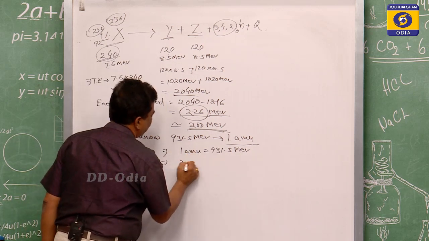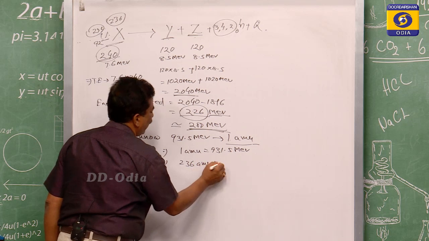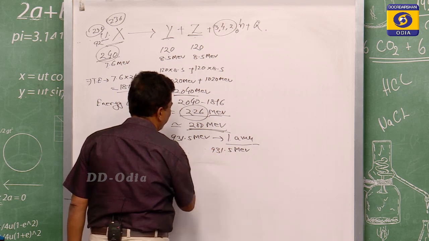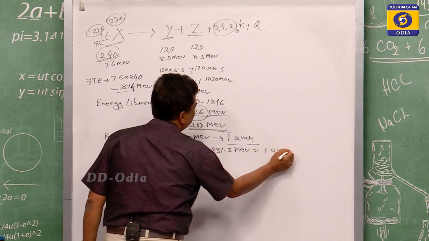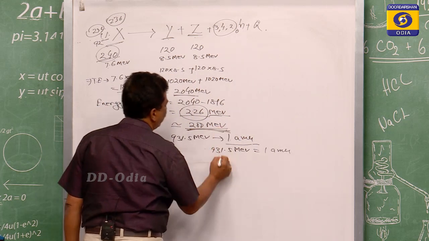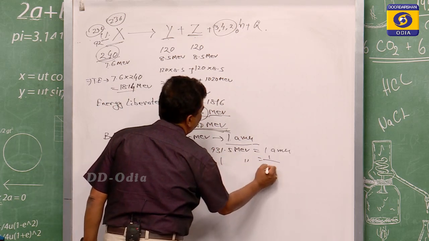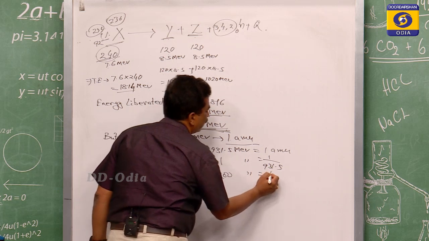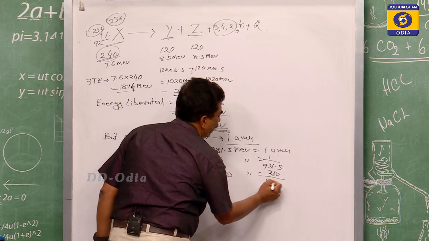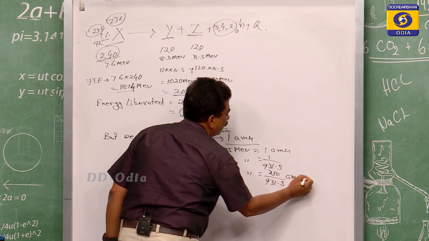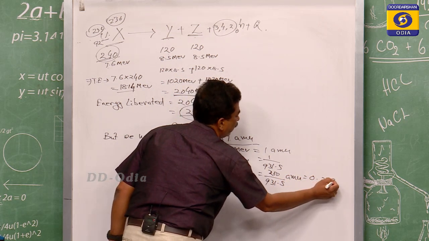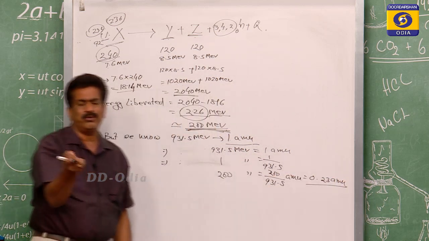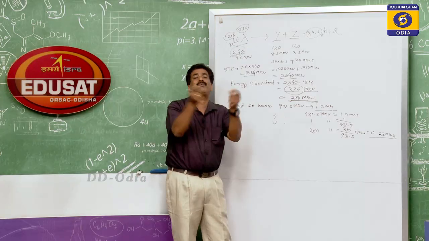So 236 AMU will provide, 931.5 MeV gives you the 1 AMU mass. From the 1 AMU mass, what amount of MeV is liberated? So for 1 MeV, that is 1 by 931.5. So 200 MeV of energy will give you 200 by 931.5 AMU, that is 0.23 AMU. So 0.23 AMU, you just imagine what size of mass that is.